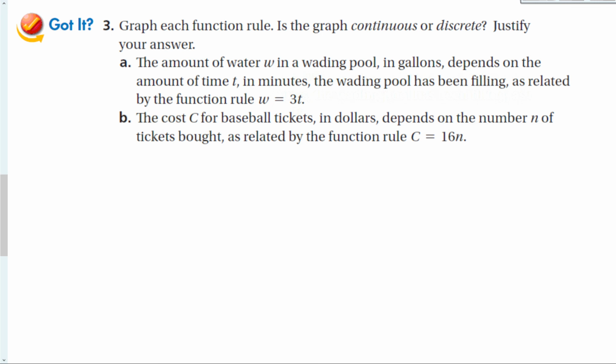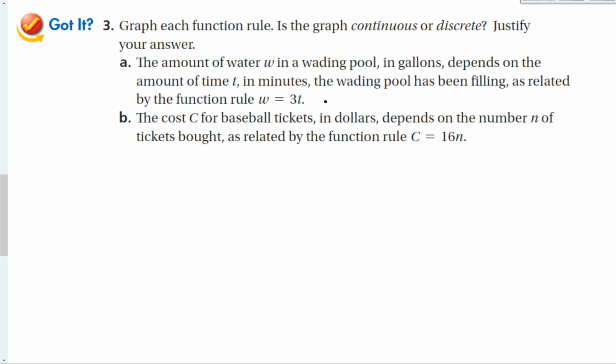So let's just look at these and see which one will be continuous and which one will be discrete. The amount of water in a wading pool in gallons depends on the amount of time the wading pool has been filling. So if you can visualize that situation, you could stop filling the water at any time you want. You could stop filling it at 1 minute, 2 minutes, 3 minutes, half a minute, 5.5 minutes. Okay, you can stop filling anytime you want, so that is a continuous function. So the first one is continuous.